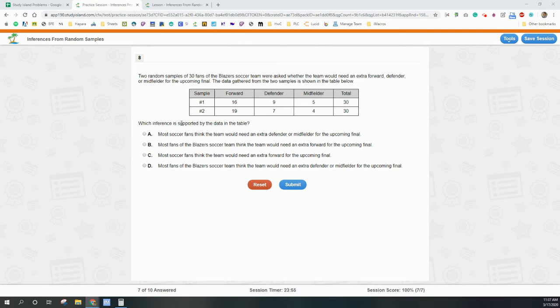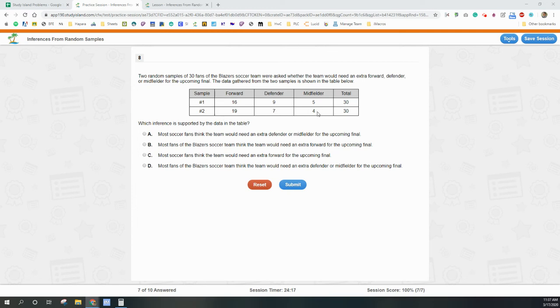Which inference is supported by the data in the table? A, most soccer fans think the team would need an extra defender or midfielder for the upcoming final. Well, the defender and midfielder for the first sample group, 9 plus 5 is only 14 out of 30. That's not most. 14 out of 30 is not more than half. So that does not seem accurate. Same thing is true for the second sample.